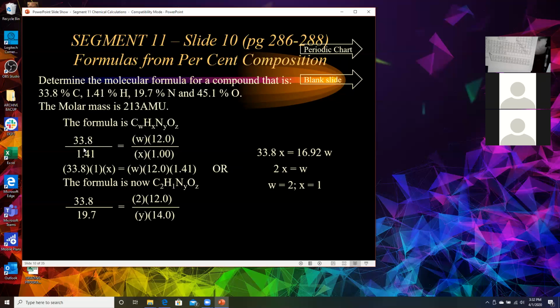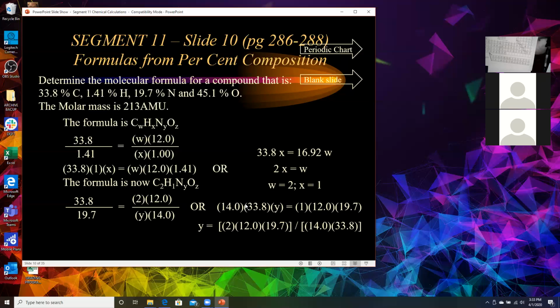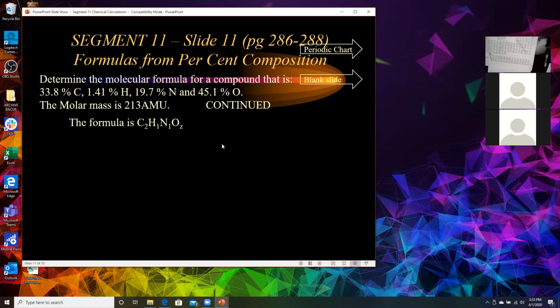And then I'm going to find, well, what would be the value for the Y? So I'm going to ratio the carbon again. Carbon is this percentage. There's 2 of them. Atomic weight is 12. Percentage of nitrogen is 19.7. There's Y of them. Atomic weight is 14. Solve for Y. Y is going to be 1. So my formula at this stage is C2H1N1O. I don't know what Z is. Let's continue. Now I'm going to ratio the carbon again with the oxygen. So 33.8%, 2 carbons in the compound. Atomic weight is 12.